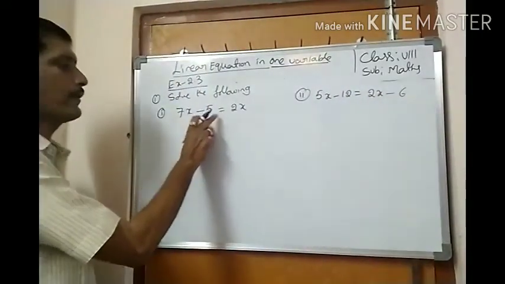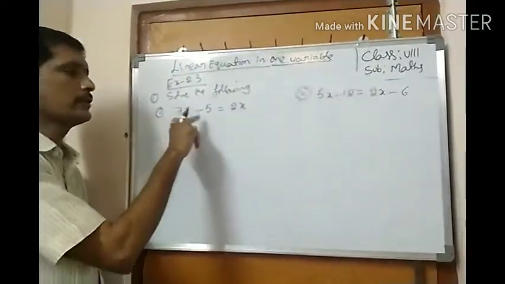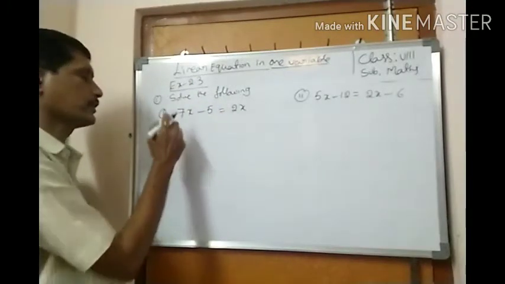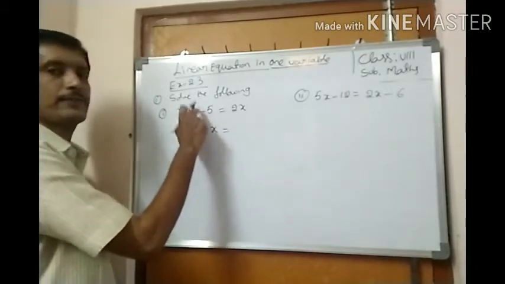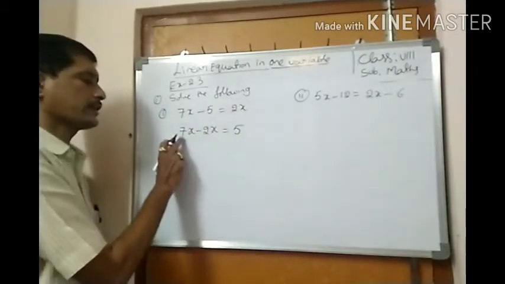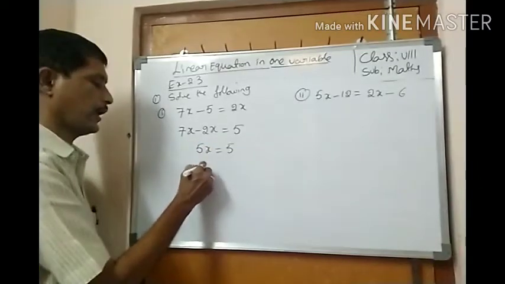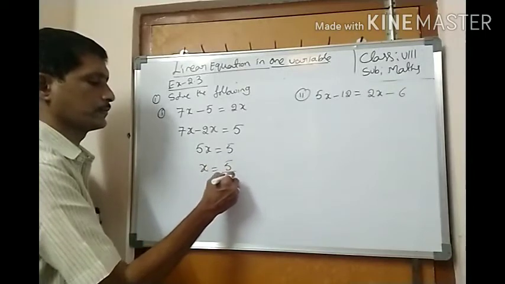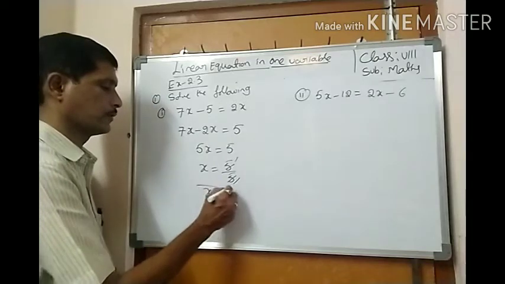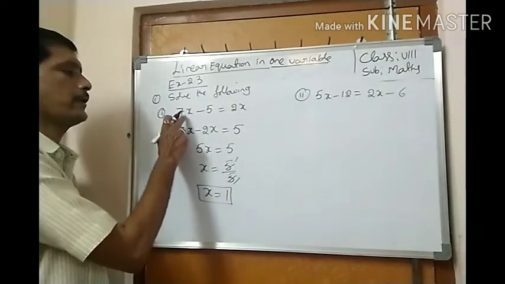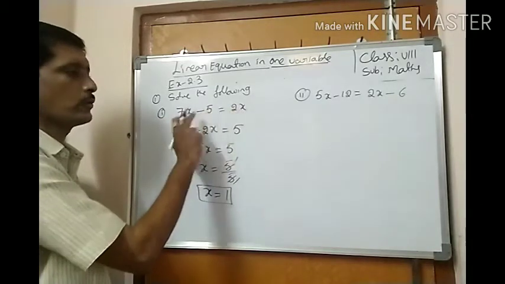Here 7x minus 5 equal to 2x. Here variable x is there, here also variable x. Variables are changed to one side, remaining terms to the other side. This 2x is changing to this side. Therefore 7x minus 2x equal to 5, the minus 5 having changed sides. Here 7x minus 2x is 5x, equal to 5. Therefore x equal to 5 by 5, that is 1. Substituting: 7 into 1 is 7, minus 5 is 2. Here 2 into 1 is also 2. So 2 equal to 2.